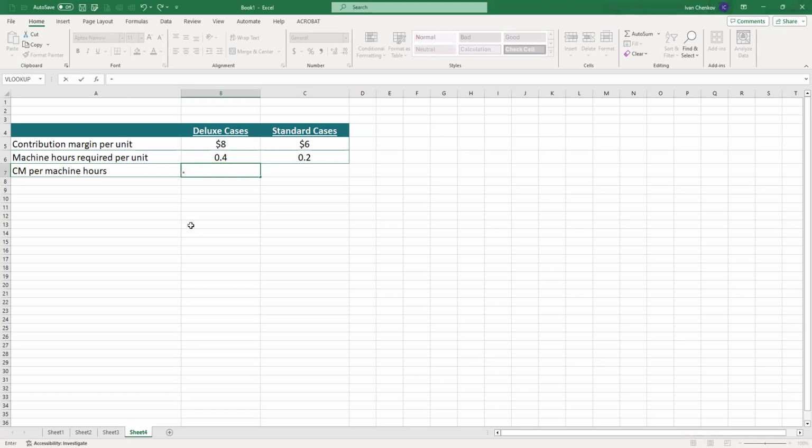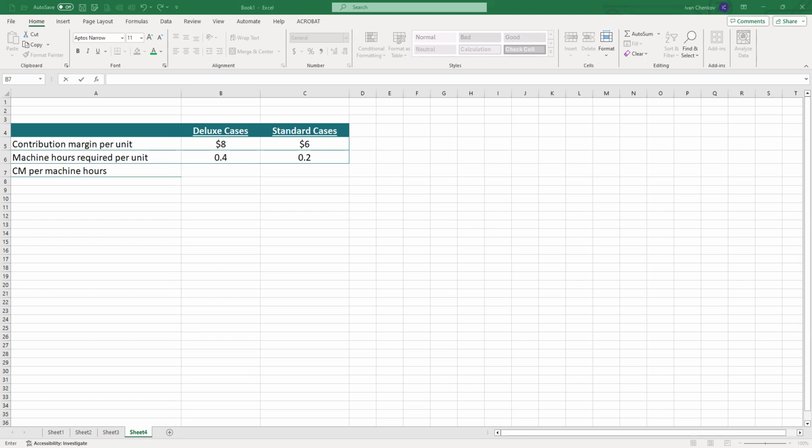Are you sure? Not sure, I'm just guessing. I can see that. 7.6. Sorry? 7.6? Yes. No, but that's if it's 0.4. Why are you going with the 0.4?